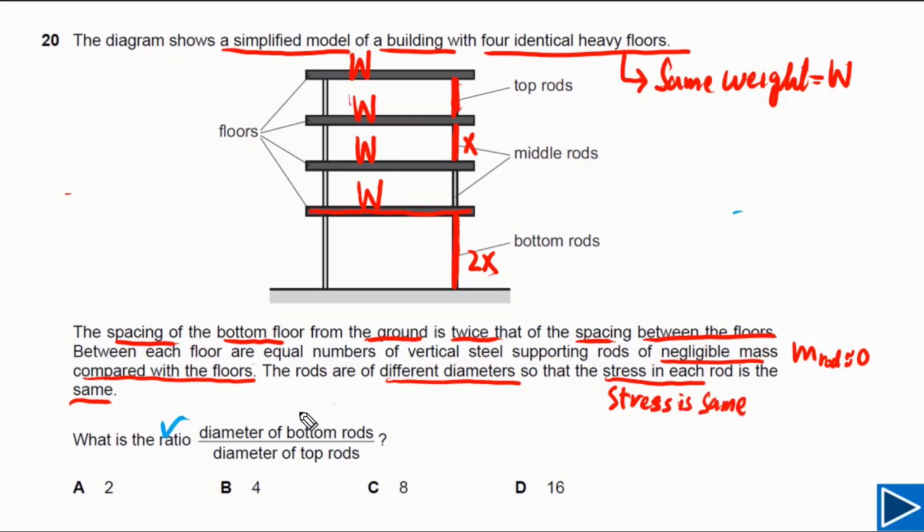The question is asking us to find the ratio between the diameter of bottom rods and the diameter of top rods, and it is given that there are equal numbers of rods. Let's say the diameter of the bottom rods is equal to dB, and the diameter of the top rods is equal to dt. Now, in the question it is given that stress in each rod is the same. So this is the main concept we need to answer this problem.